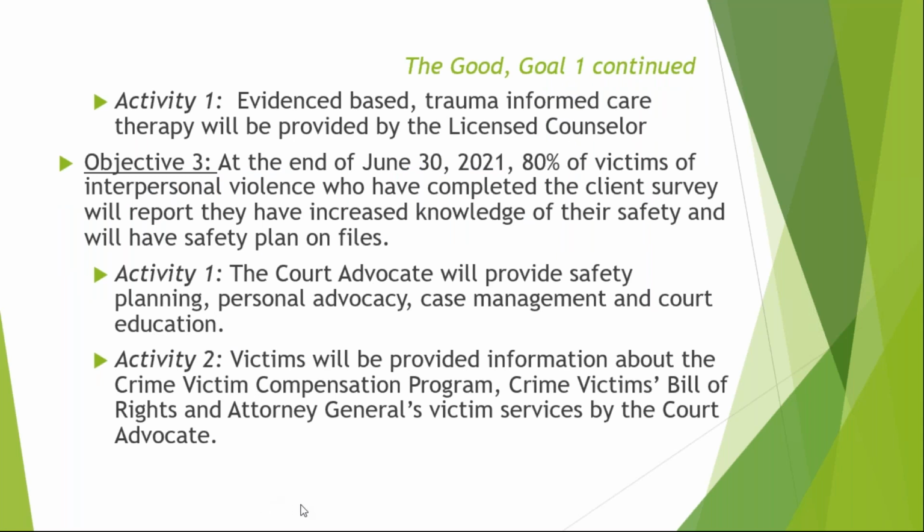So the activity, the court advocate will provide safety planning, personal advocacy, case management, and court education. And then activity 2 is where we're going to provide the victim information on victims' comp, Bill of Rights, and services provided by the Attorney General's office. Okay, so that is a little sample of measurable and SMART objectives and activities.